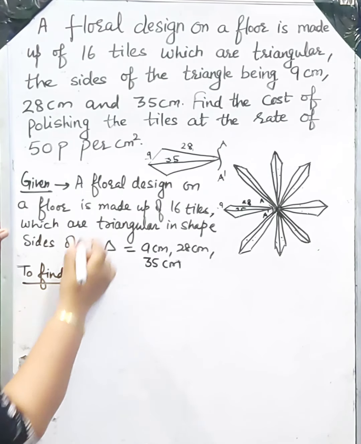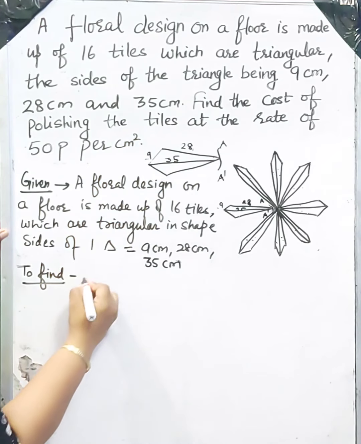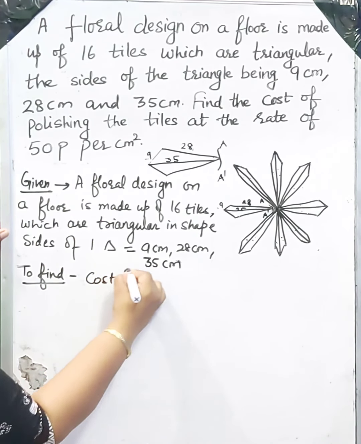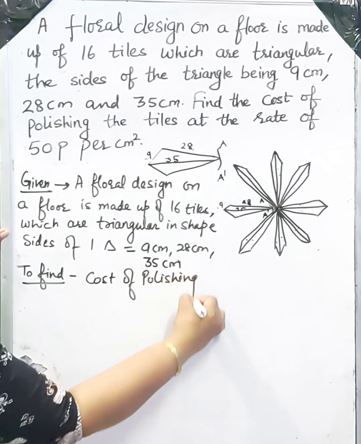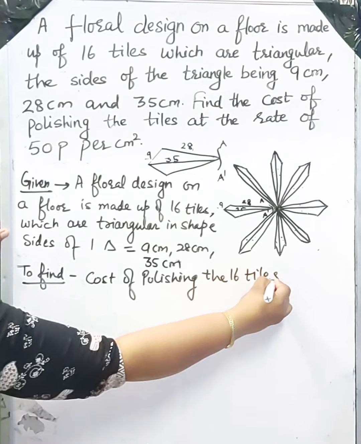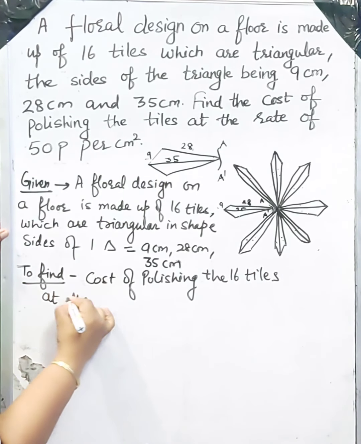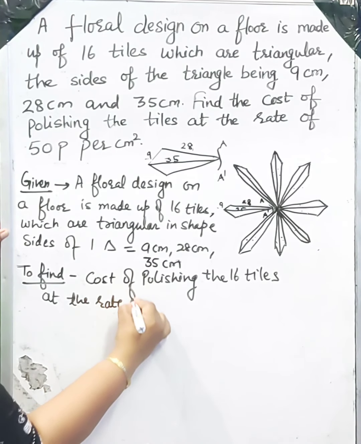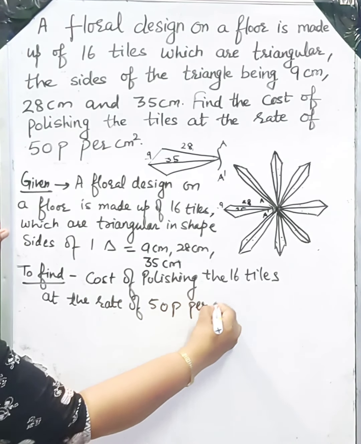Now to find the cost of polishing the 16 tiles, we have to find the cost of polishing the 16 tiles at the rate of 50 paise per centimeter square.